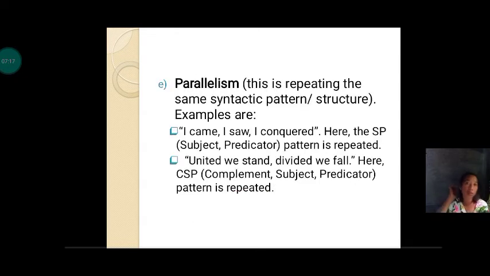Next, let's proceed to parallelism. When we say parallelism, this is repeating the same syntactic pattern or structure. Examples of this are: I came, I saw, I conquered. Here, the subject-predicator pattern is repeated. Next is united we stand, divided we fall. Here, the complement-subject-predicator pattern is repeated.